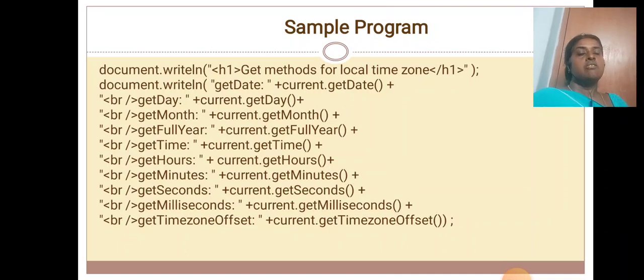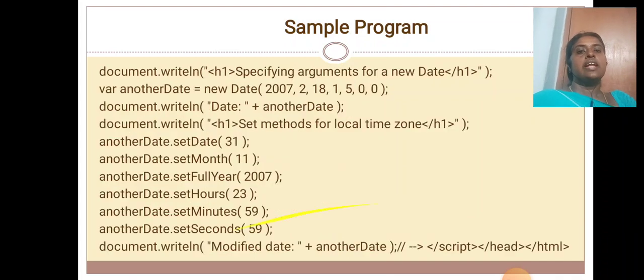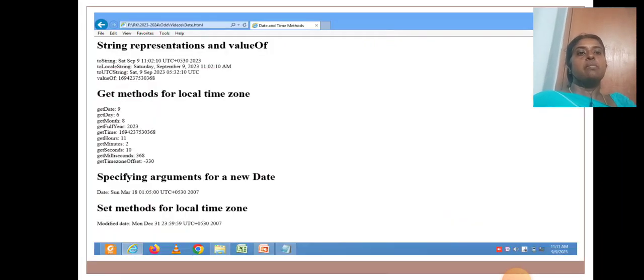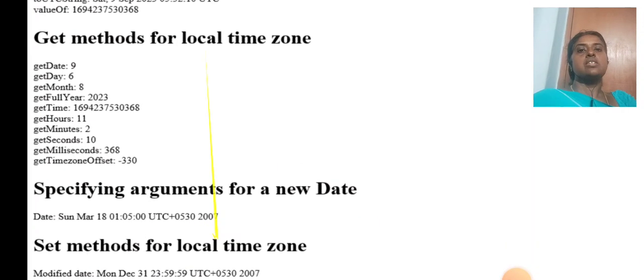getMinutes will return you the minutes. getSeconds will return us the current second. current.getMilliseconds will return us the current millisecond. And getTimezoneOffset, the difference between my local timing and the UTC timing, will be displayed with the help of my get methods.